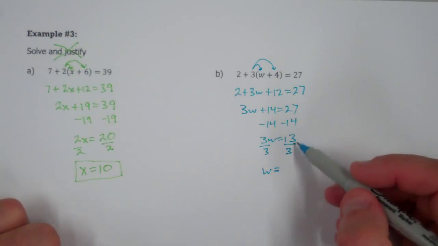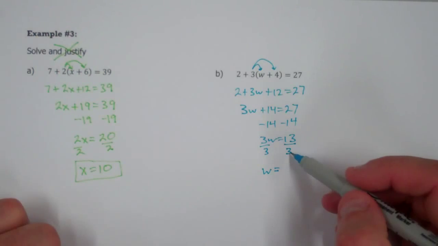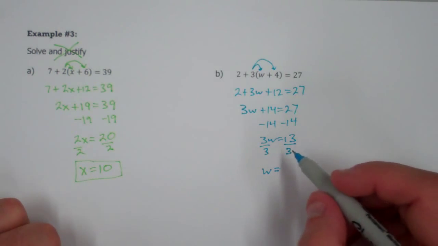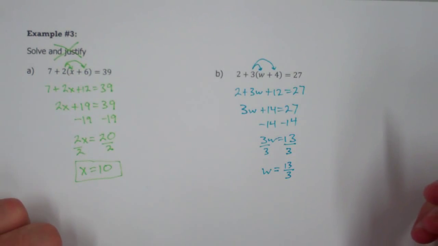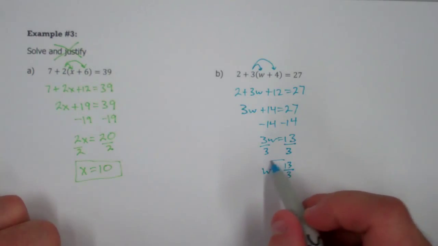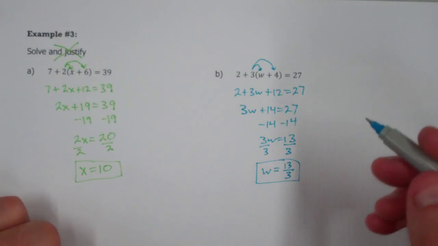And we've got this nice improper fraction here. 13 isn't divisible by 3, and 3 is only divisible by 3 and 1. So there's nothing we can really do with this fraction. We can just leave it. You can change it into a mixed number if you'd like, but it's not necessary.